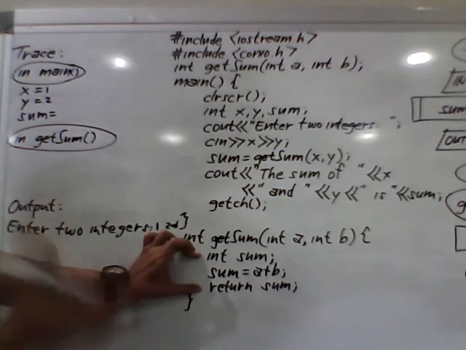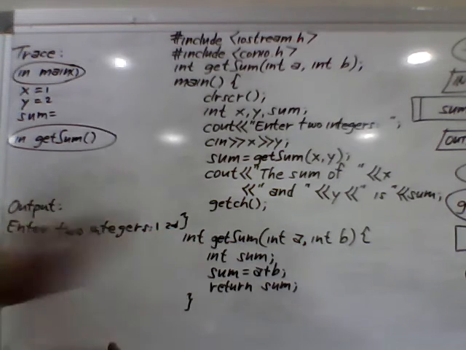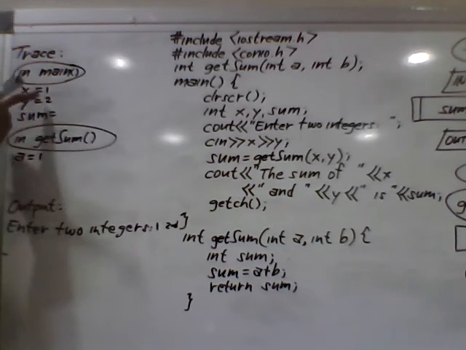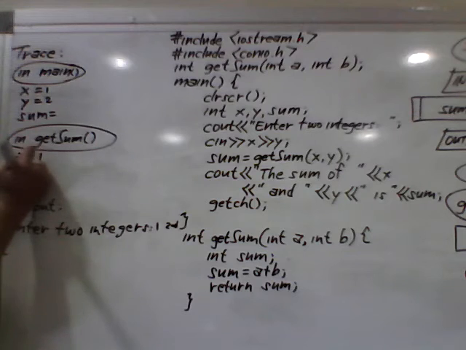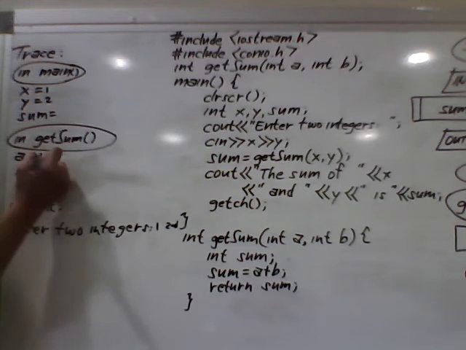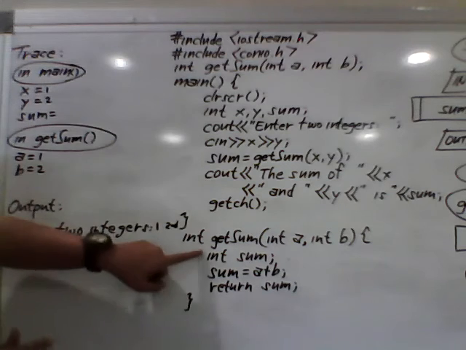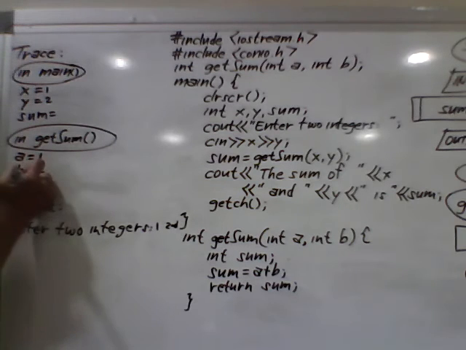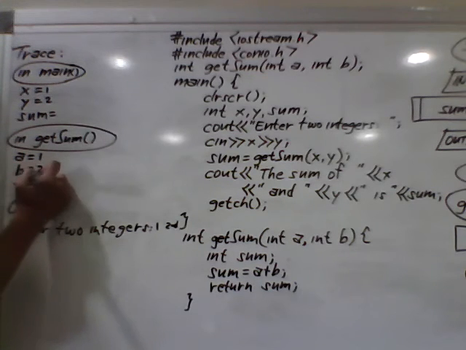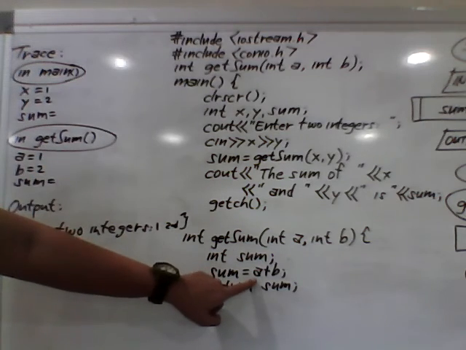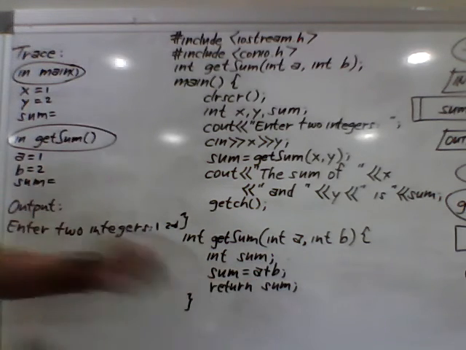Inside the computation of the sum, we have a and b. So in getSum, we now have the parameter a. It has now the value of 1, which is x. And then b, we also have the value of the argument y. And then inside the function, we have another local variable, local to getSum, the variable sum. A plus b, 1 plus 2 is 3, 3 goes to sum.